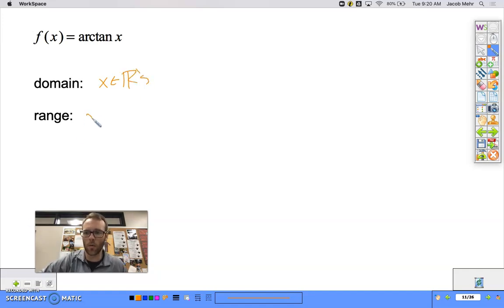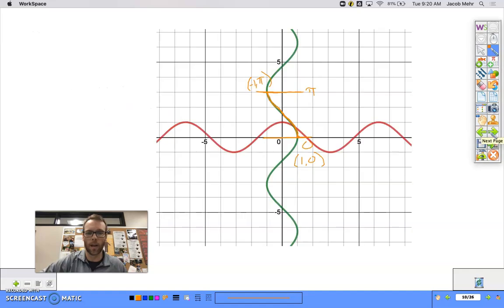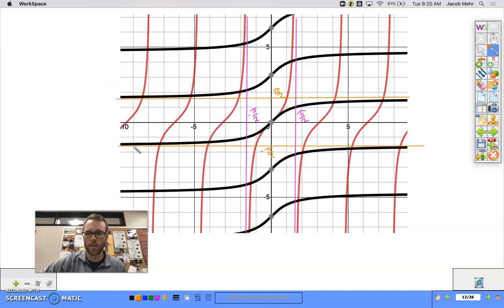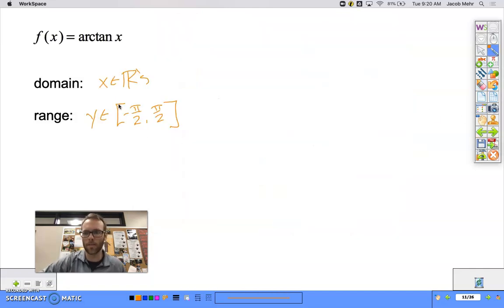Its range now we have restricted to, oh, now this one we have to be careful about. I almost made a mistake here. Maybe you already have caught it. My mistake was to put brackets here, but these are actually, as we graphed them right here, horizontal asymptotes. We can't ever get to negative pi over 2 or to pi over 2. So I do have to switch these to be parentheses so we don't include those.